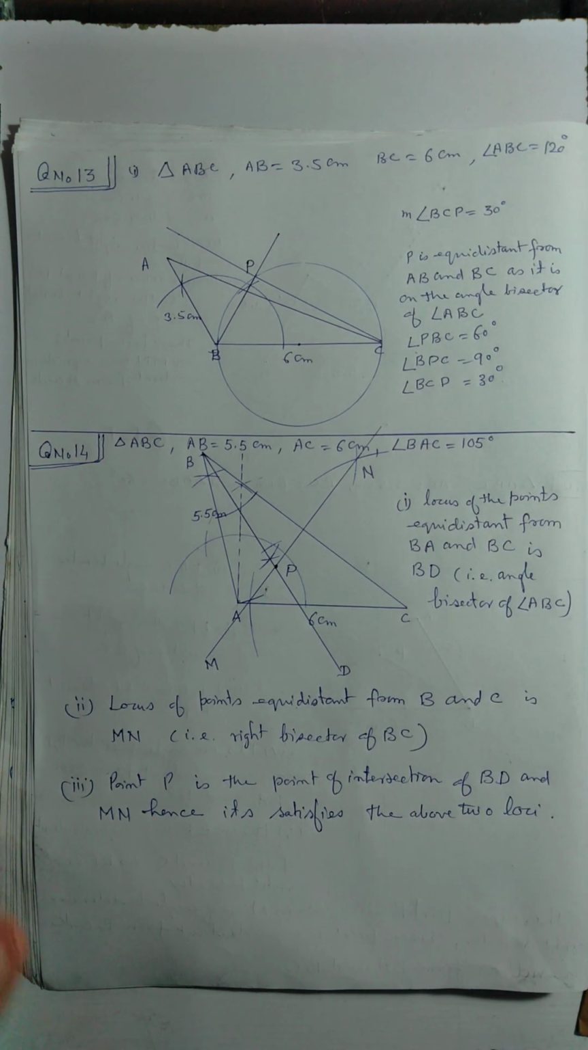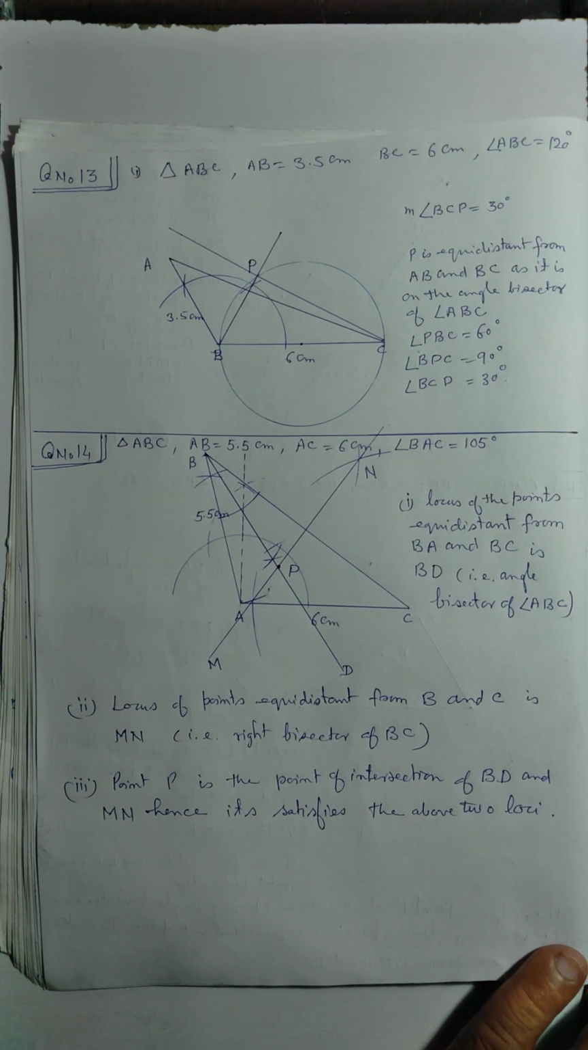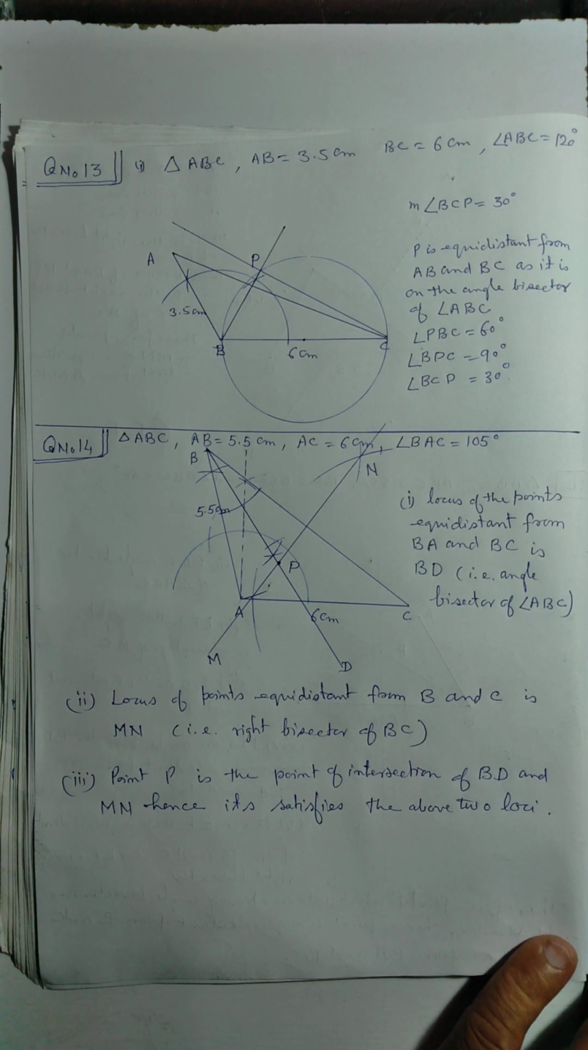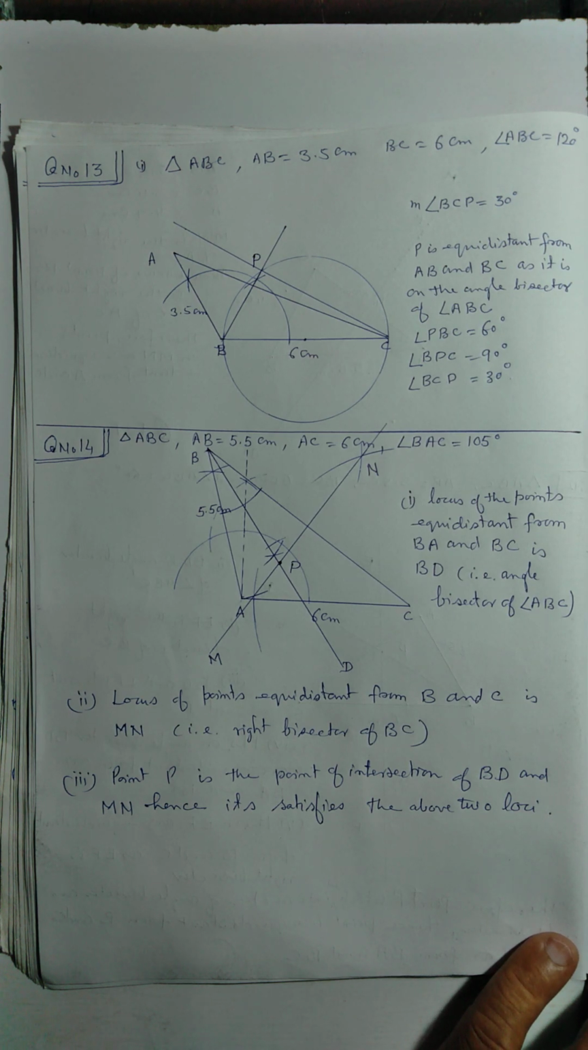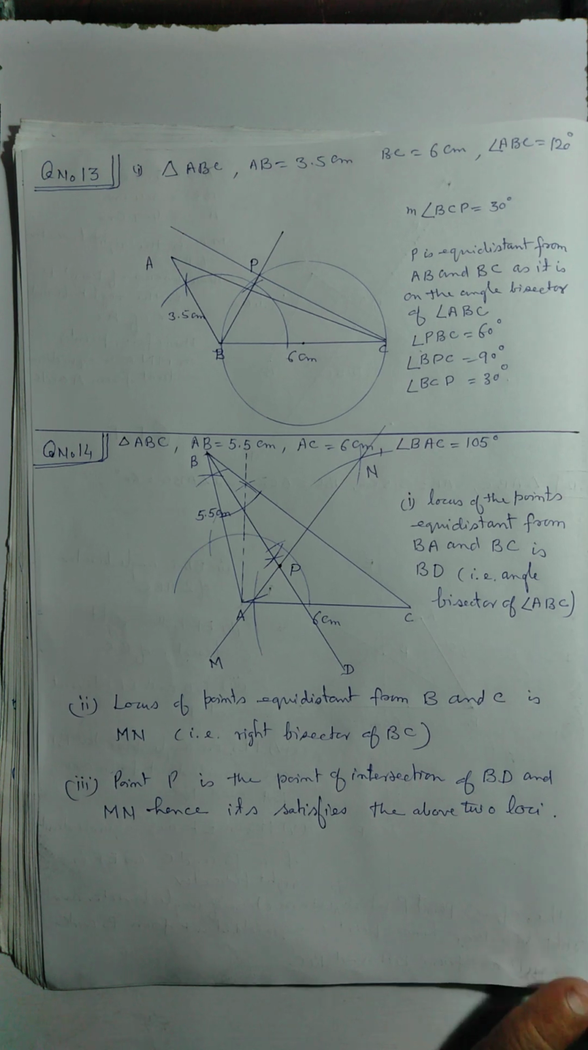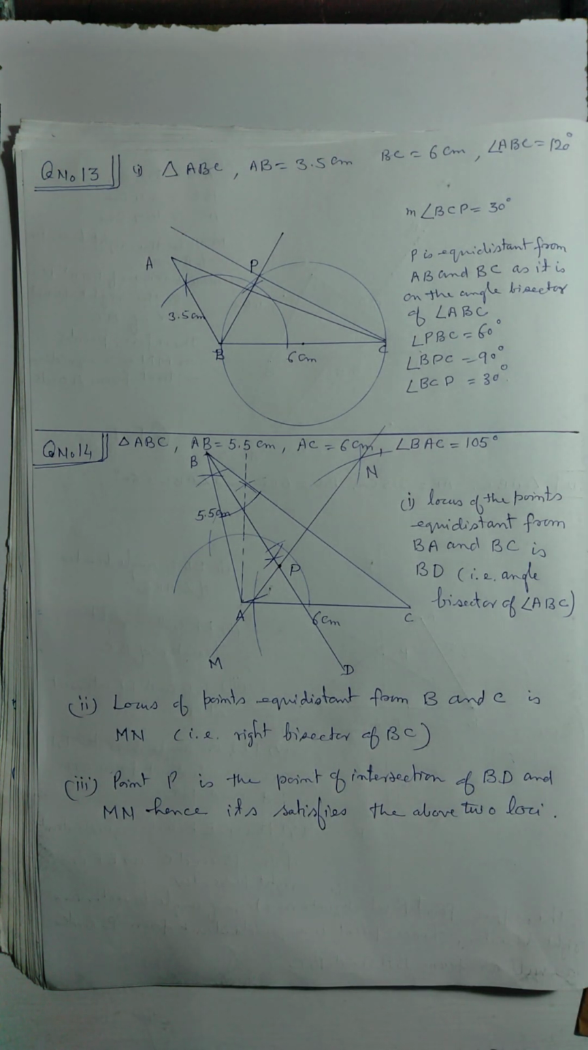Now proceed to the question number 14. Construct a triangle ABC with AB equal to 5.5 centimeter, AC equal to 6 centimeter, and angle BAC is 105 degree. Hence, construct the locus of the point equidistant from BA and BC. Construct the locus of the point equidistant from B and C also. Mark the point which satisfies the above two loci as P. Measure and write the length of PC.